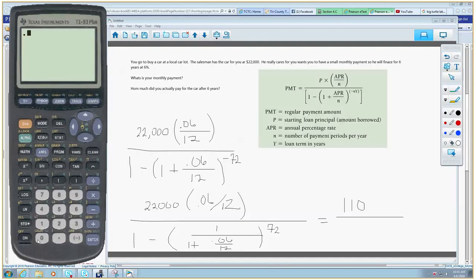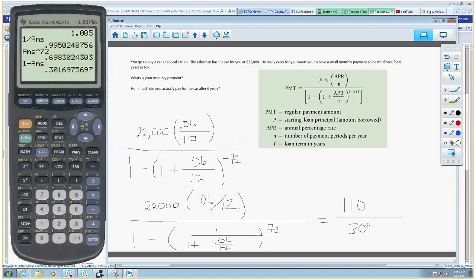Now, the denominator, I'm going to take my 0.06 divided by 12, add it to 1, and then divide 1 by that number. 1 divided by the inverse answer, and raise that to the what? 72nd power. And then 1 minus that number is 0.30 blah blah blah. I'm going to put 0.3016 dot dot dot. So you'll know that I know what that is.